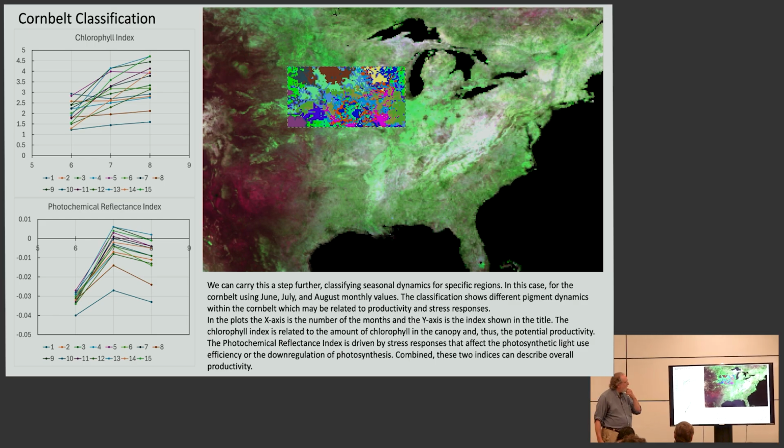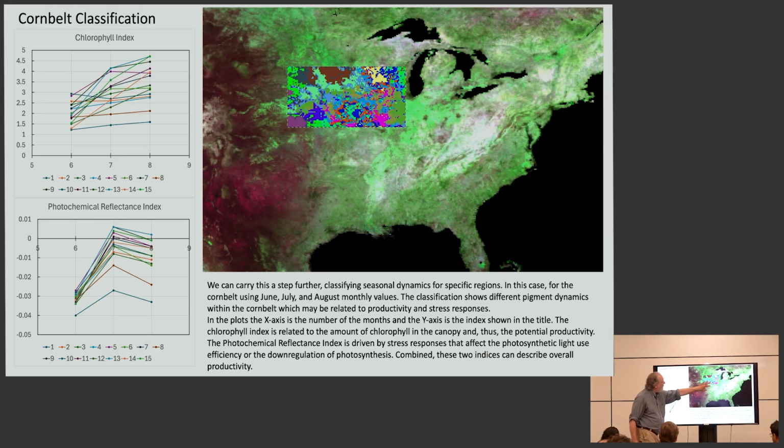Another thing we can do with this is a classification just of this region in the rectangle, using just June, July, and August data. The idea here is that this is, again, predominantly cropland. This is just an unsupervised classification, but we see this big variability in the chlorophyll index and this photochemical reflectance index across these different sites, which is telling us something about management or climate response.